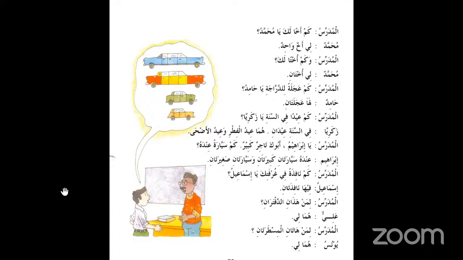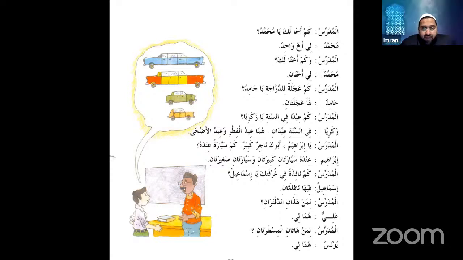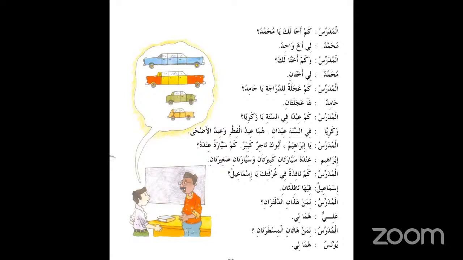Ya Ibrahim, abuka tajirun kabirun, kam sayyaratan indahu? O Ibrahim, your father is a great merchant. How many cars does he have? Indahu sayyaratani kabiratani wa sayyaratani saghiratani. There are two. He has two big cars and two small cars.